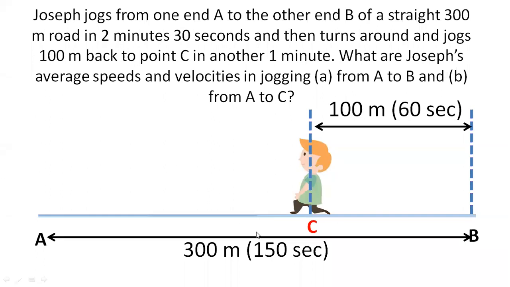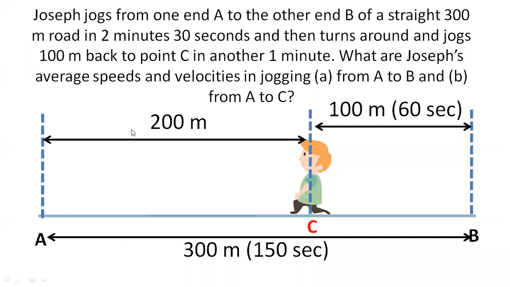AC total distance 300 hai na, yahan ka 100 hai. So what is the distance of AC? 300 minus 100, so that will be 200. So this distance is 200. Very simple, because this 200 and 100 will make us 300. So this distance is 200.